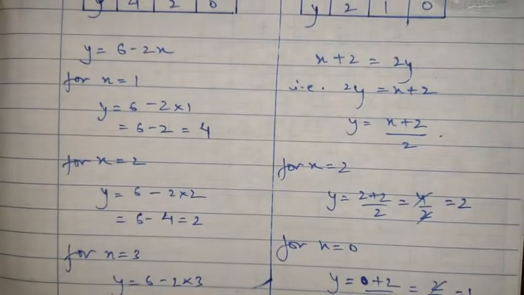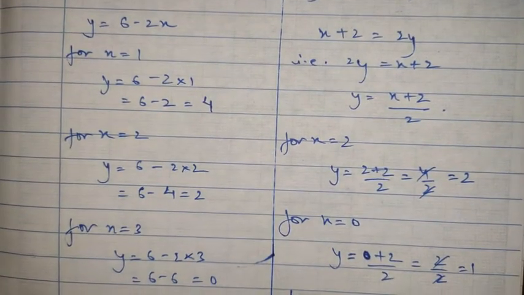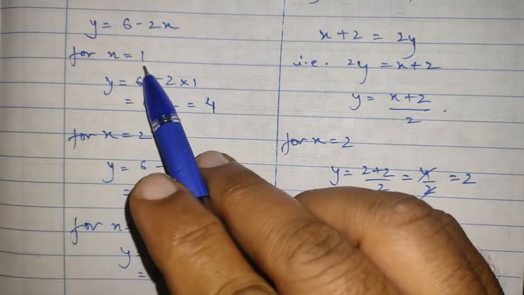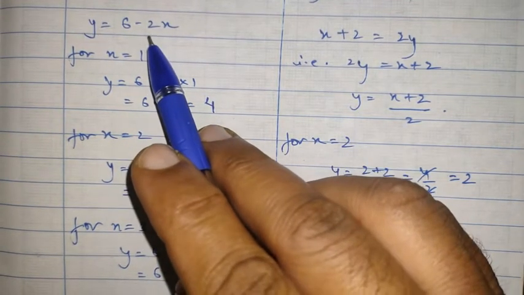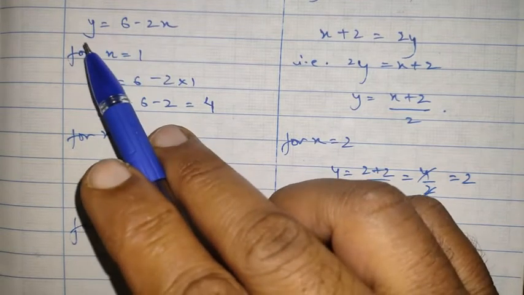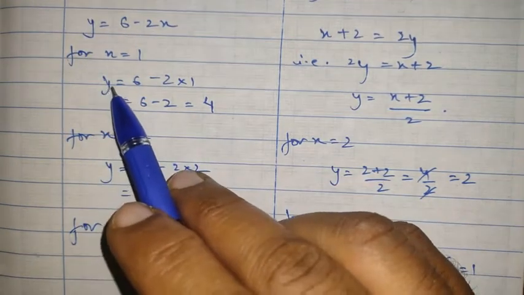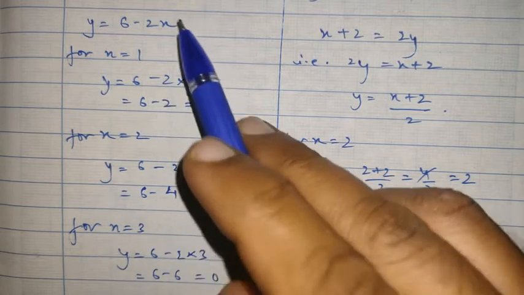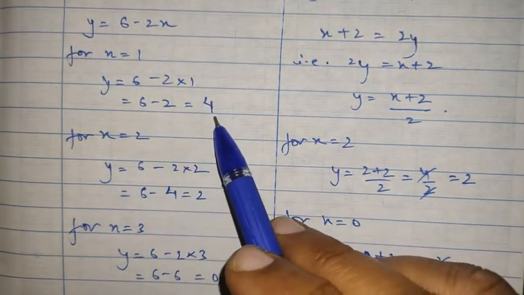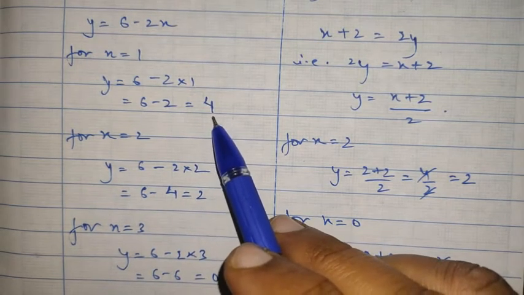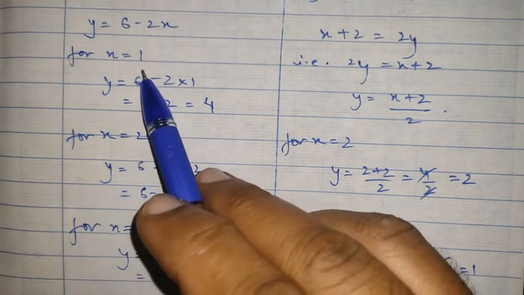Now when I have substituted the value of x as 1 in this equation, which I have just changed by making y the subject, it has become y = 6 - 2 into 1. In place of x I have substituted 1. So this will give us 6 - 2 = 4. That means the value of y is coming out to be 4 when x is 1.